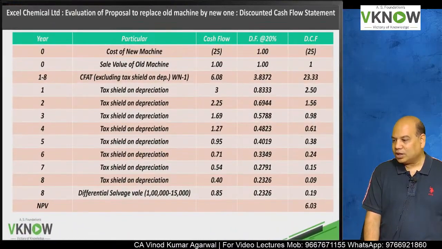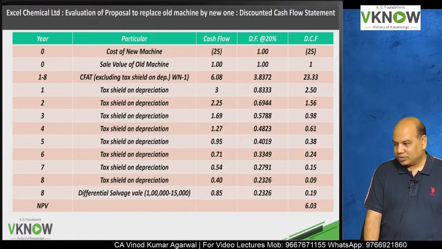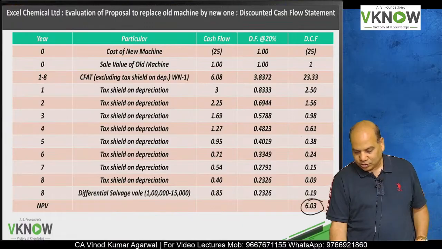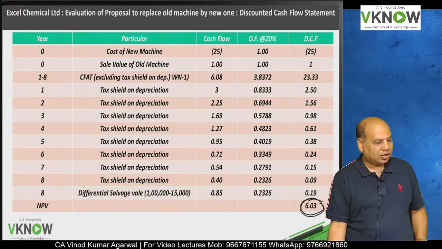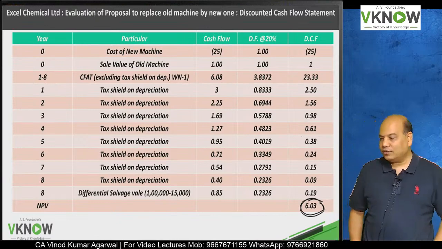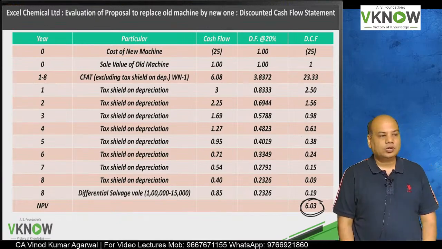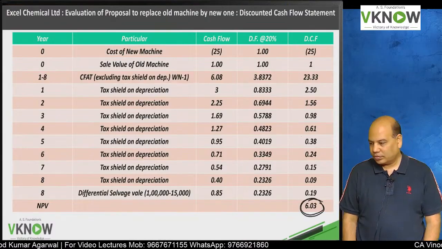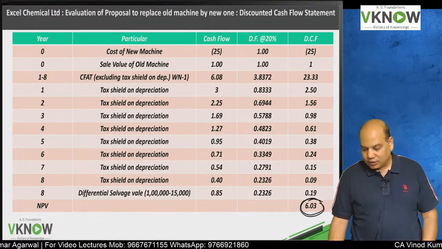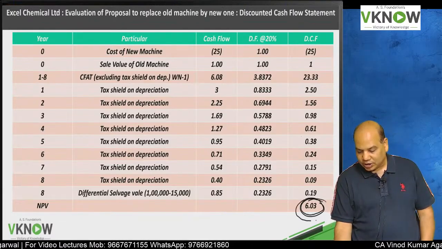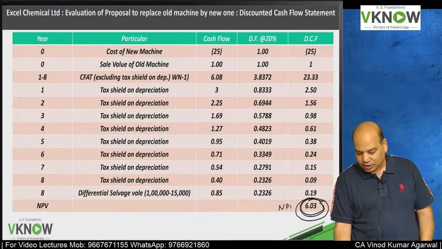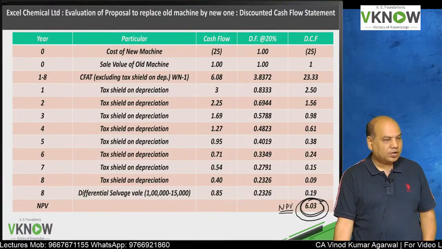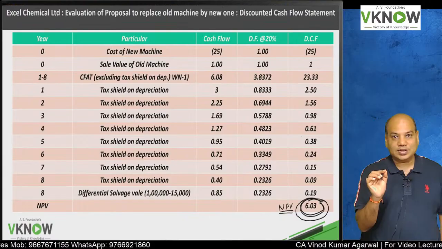So this is how your final answer would look like. Just check and confirm that your answer is 6.03 positive NPV. Please check and confirm. Even if you have not got it, please write it, check it later, otherwise we will get delayed. Write down NPV 6.03.